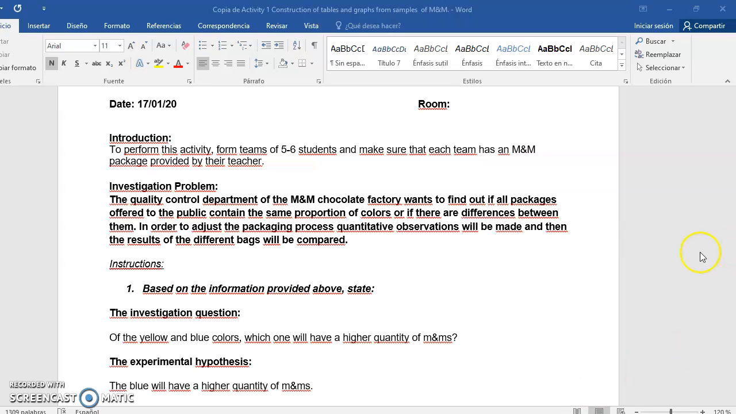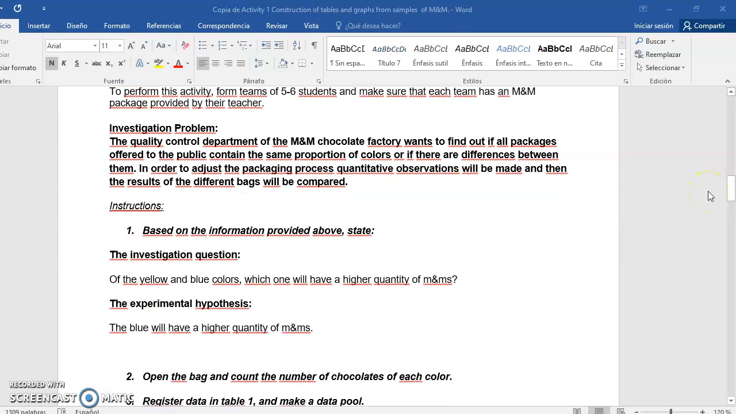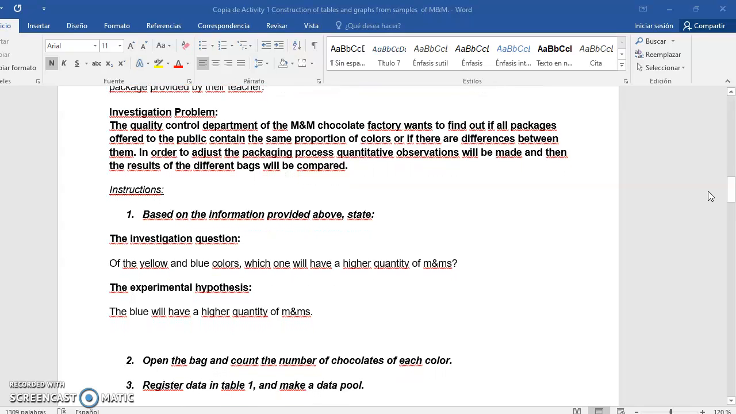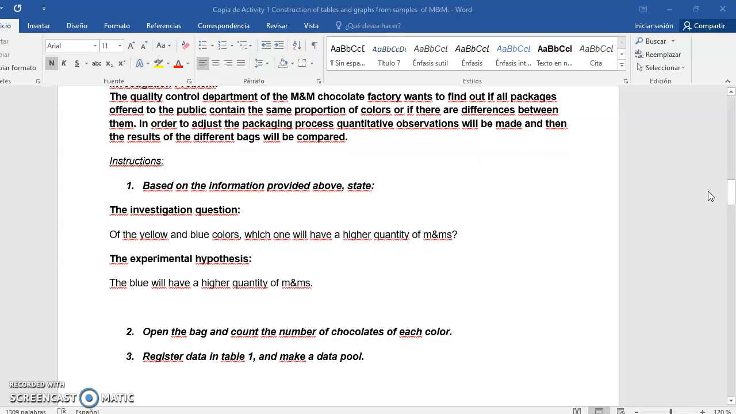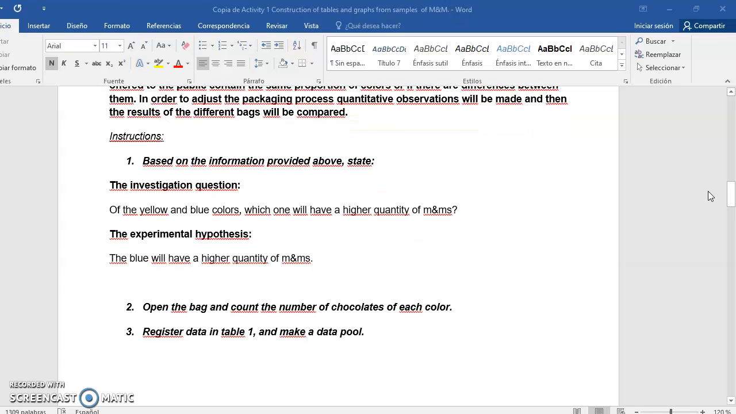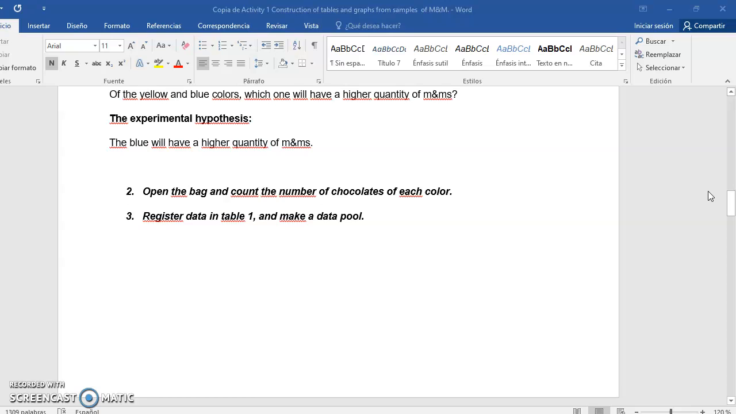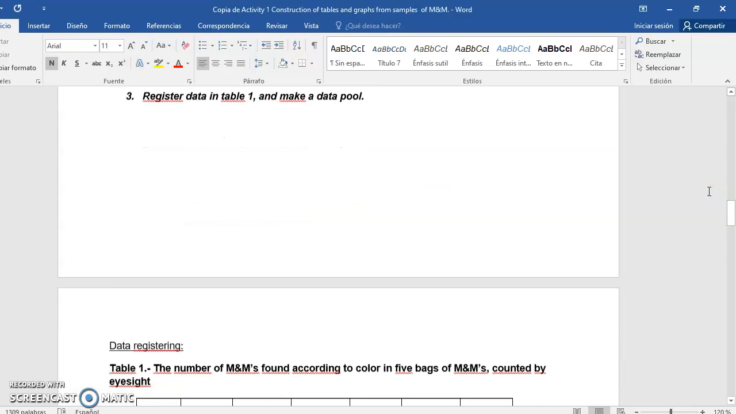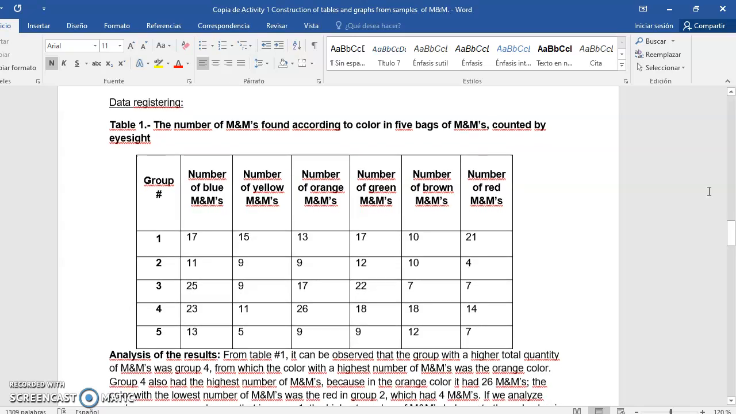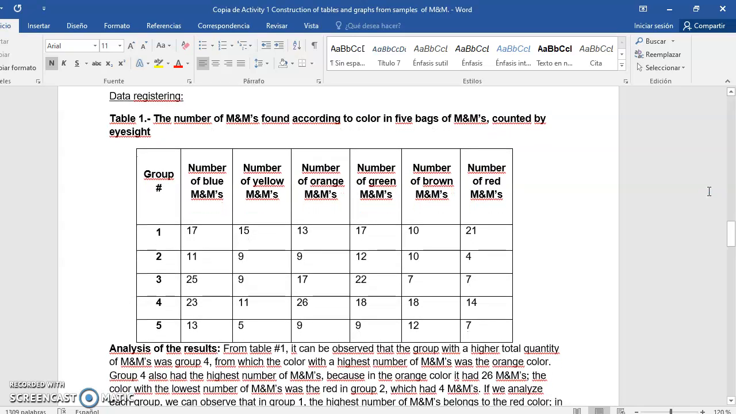Okay, this is one example about having the investigation question answered, of the yellow and blue colors. Which one will have a higher quantity of M&Ms? That would be a good question. And one of the things that is important for the experimental hypothesis is to write the hypothesis before you do the experiment, okay? At the end, you will reject it or you will accept it. So don't worry about this. This is your hypothesis. I want to go on the table as it is.